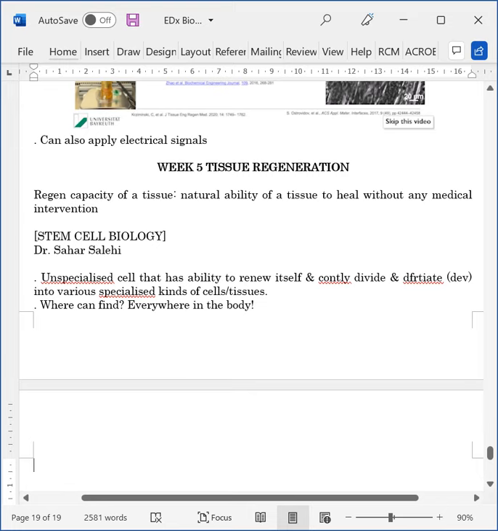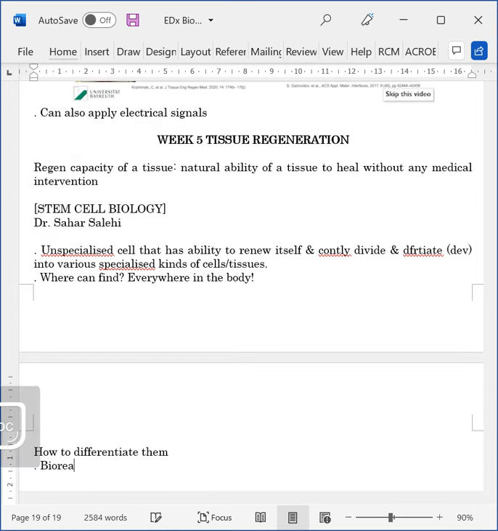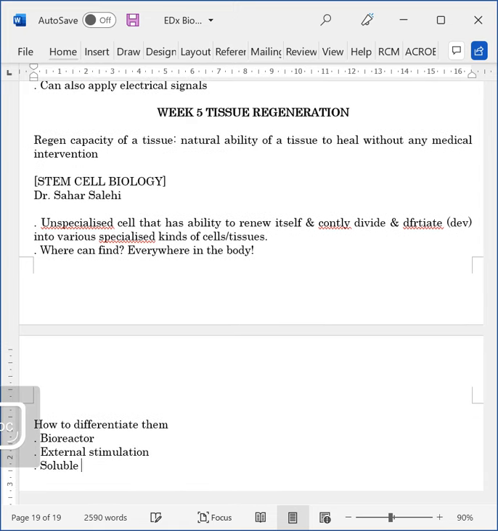We can also direct the differentiation of the cells. How to direct the differentiation? We can use different kinds of factors or stimulators. For example, from the video of Bioreactor, you remember that we were able to apply external stimulators like electrical and mechanical stimulators. We can also use soluble factors like growth factors as well as insoluble factors like extracellular matrix components. And in this way, we can direct the differentiation and make them specialized for soft tissue like neurons or hard tissue like bones.